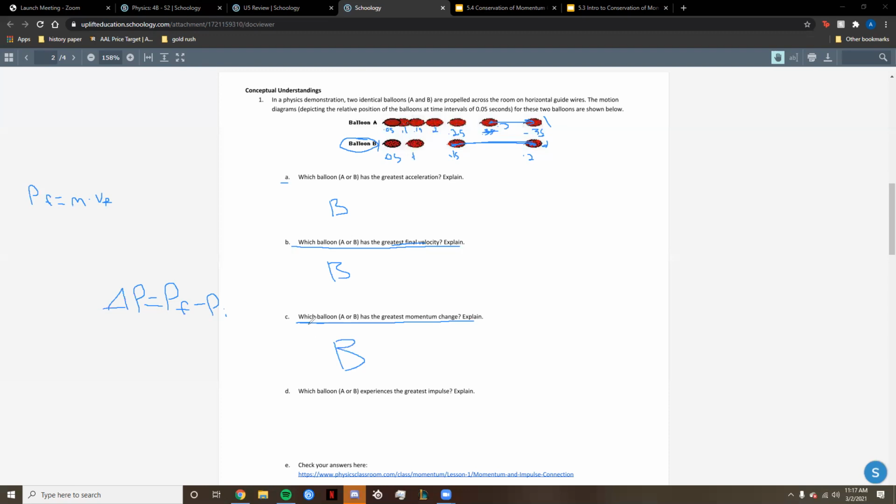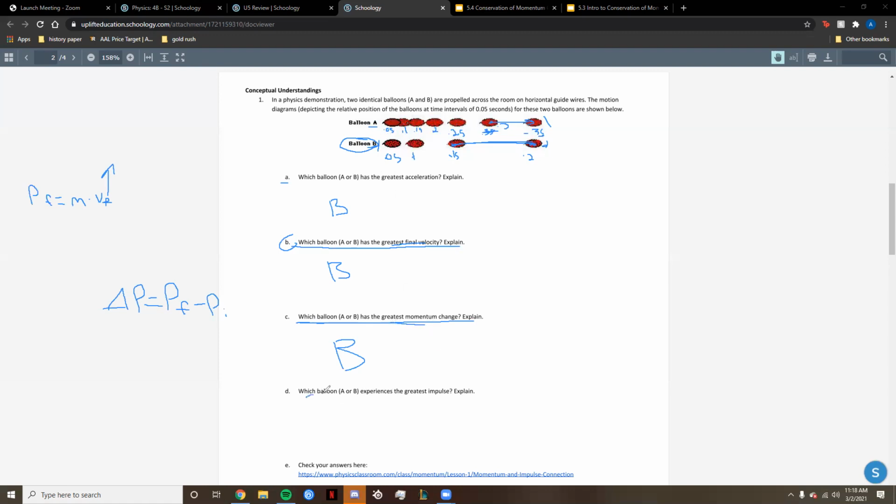Another way you can do it, let me look at my notes real quick. You would put that balloon B has the greatest momentum change because the mass is the same for both B and A, but B has a greater change in velocity, like we did in B, which means that B is going to have the most momentum change because the velocity is going to be higher than A. So balloon B would have a greater velocity, which would result in a greater momentum change.